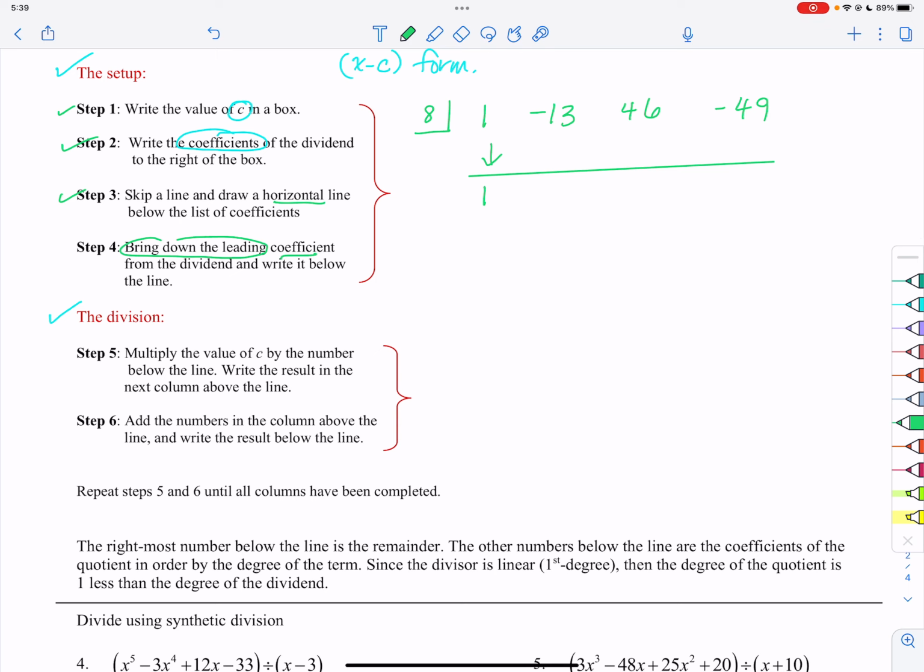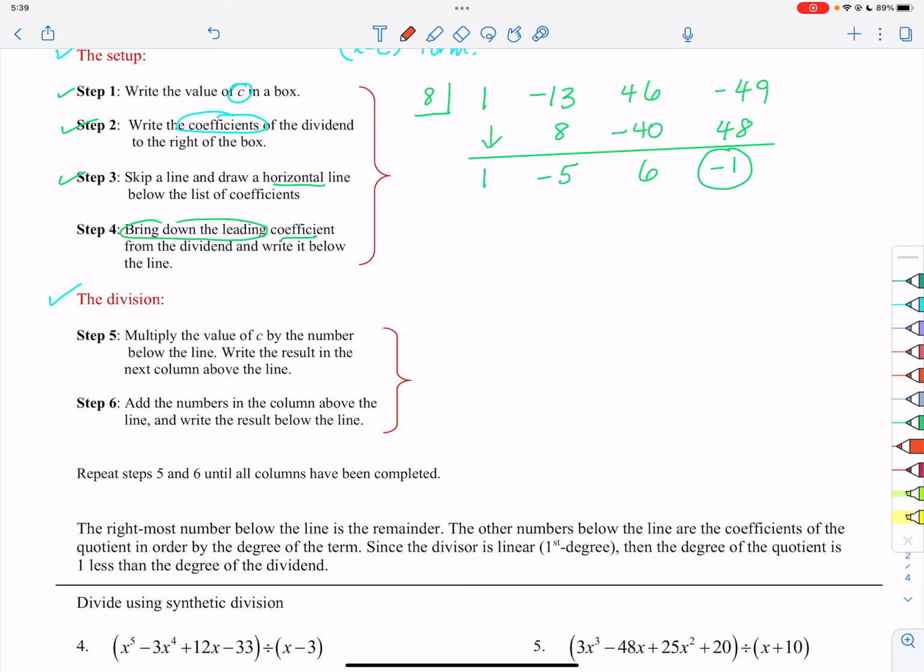As you can see here, we're going to multiply by the value of c. 1 times 8 is 8, and we're going to add them up. Negative 5 times 8 is a negative 40, and we're going to add them up. 6 times 8 is 48, and we add those up. We come up with a negative 1. So what does this represent? 1 represents the coefficient for x squared. Negative 5 represents the coefficient for x. 6 is our constant. And negative 1 is the remainder.